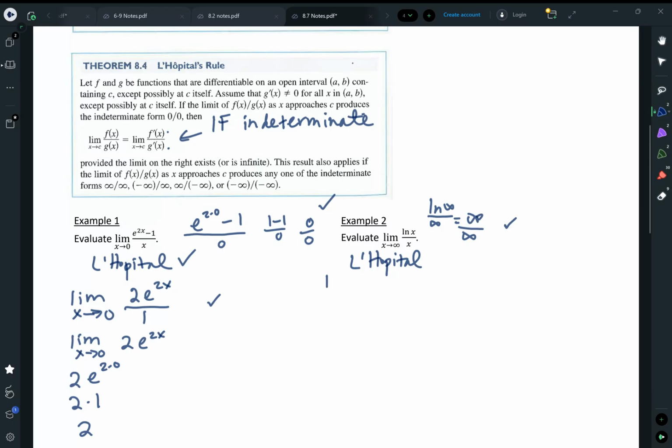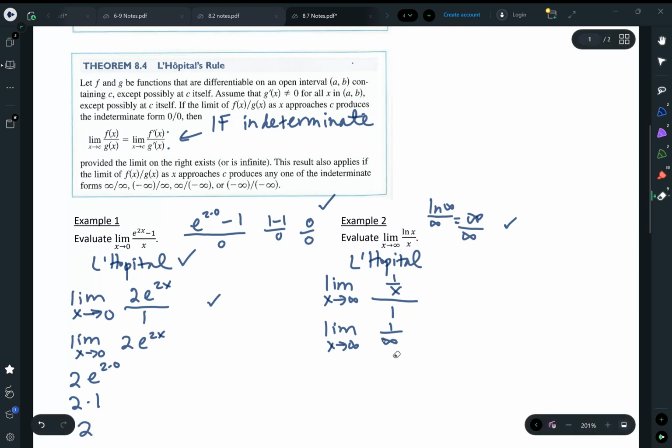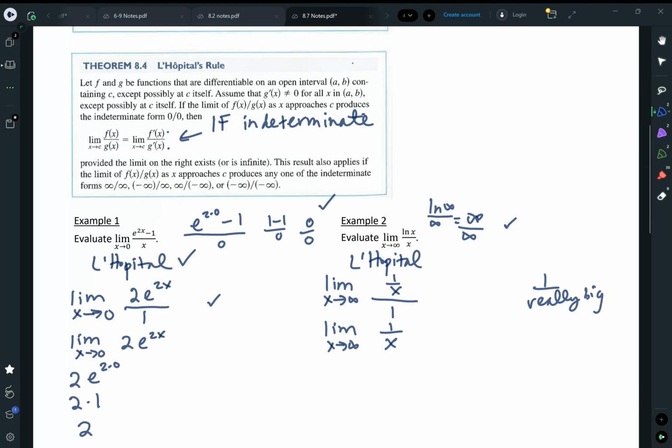Now I can go ahead and take a derivative. My derivative of natural log x is 1 over x, over the derivative of x, which is just 1. So I end up with the limit as x approaches infinity of 1 over x. If I think about what happens as x gets to be a really, really big number, 1 over really big is essentially 0. So this limit is going to be 0.